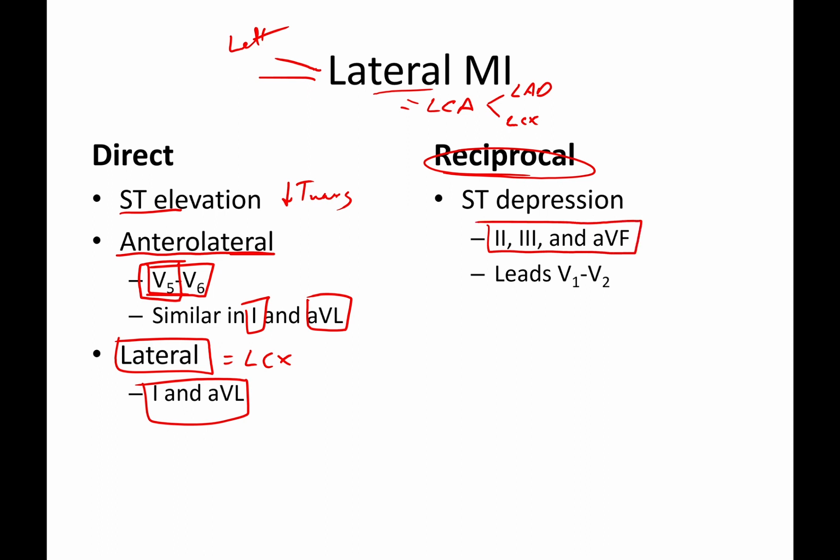because those are measuring at the furthest or most opposite distance of the lateral leads. And you may even see those ST depressions in V1 and V2. And if you really think about the way they're splayed out across the chest, V1 is one of the most opposite leads from V6.